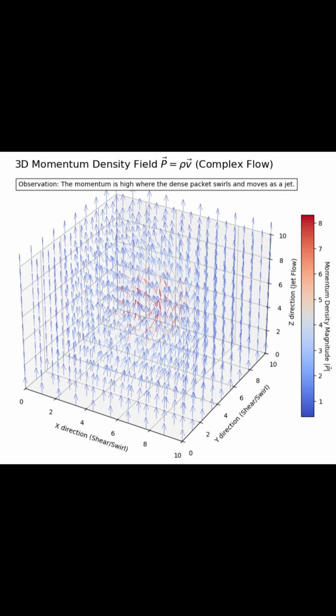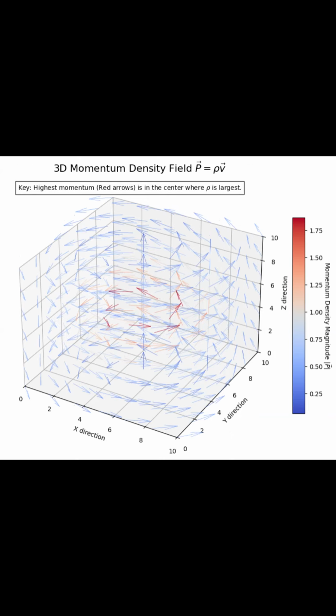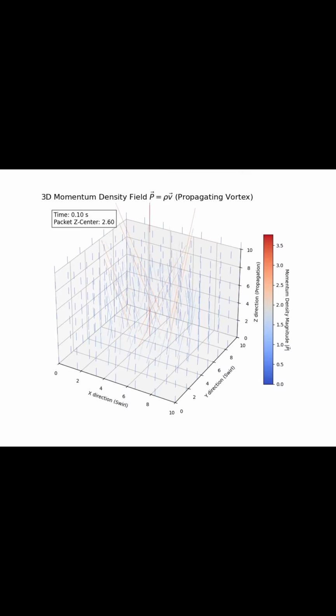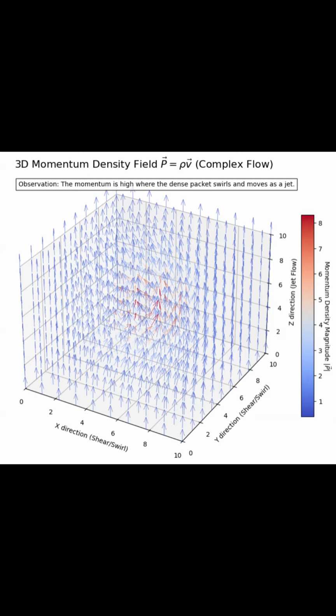Second, we've got momentum. And if you think of mass as the fuel, then momentum is the engine driving the flow. It's this really powerful, dynamic link between mass and motion. The big takeaway here is that momentum transport acts like this concentrated, fast-moving surge inside the fluid. And that's the fundamental thing that governs how the flow behaves overall.